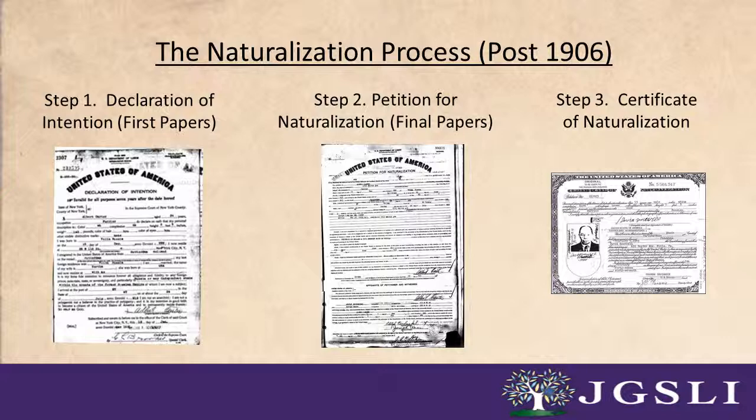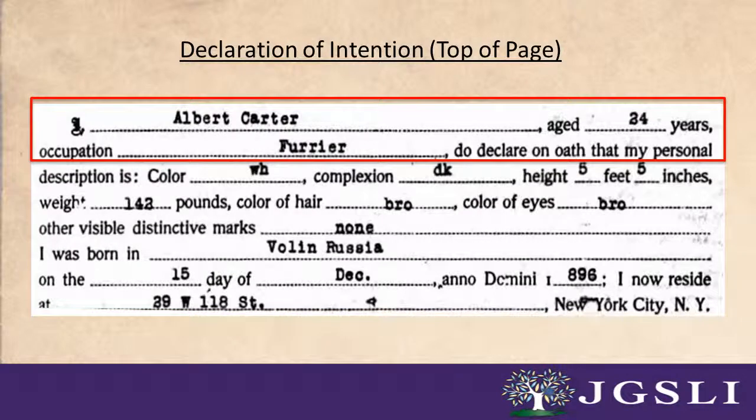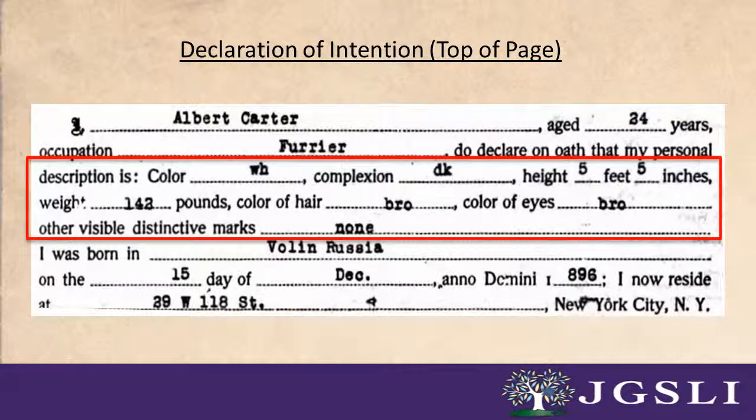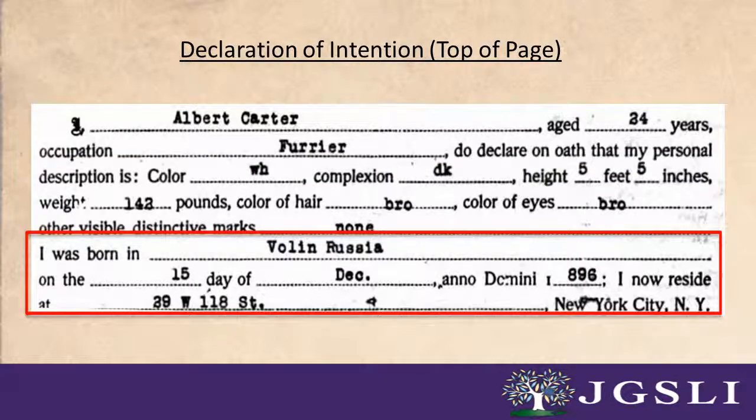Let's see why. Looking at the Declaration of Intention from the top of the page, we see the applicant's name, Albert Carter, his age and occupation. This name and occupation will correspond to what the applicant was using at the time of the declaration. We'll see soon why that's important. We then see information about the applicant's physical characteristics, height, weight, coloring, and any distinctive marks. And then we get some vital genealogical data. The declaration tells us when and where the applicant was born. This is usually a good source to get a town name rather than just a country or a region.